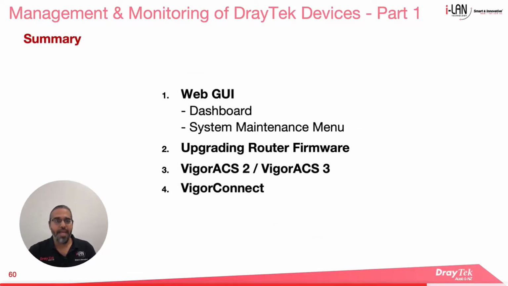This brings us to the end of our presentation today. To quickly summarize, we looked at the DrayTek router's web user interface management options. We started off with the dashboard and then the options available in the system maintenance menu. This was followed by the different methods to upgrade router's firmware. Then we had a brief look at two management platforms, VigorACS 2 and 3, as well as the VigorConnect. In our next webinar, we will be talking about diagnostic functions in the router and troubleshooting.